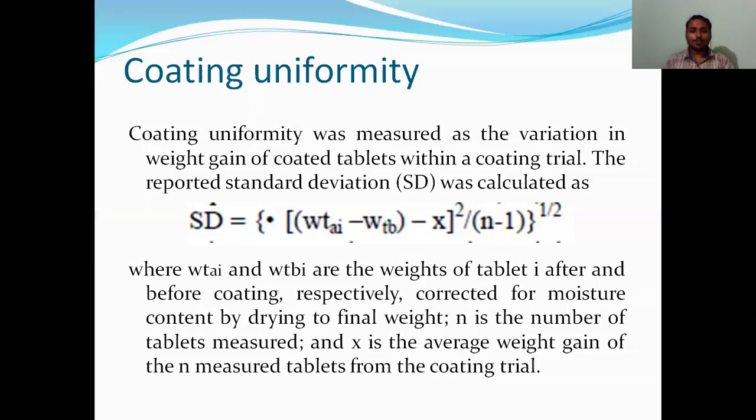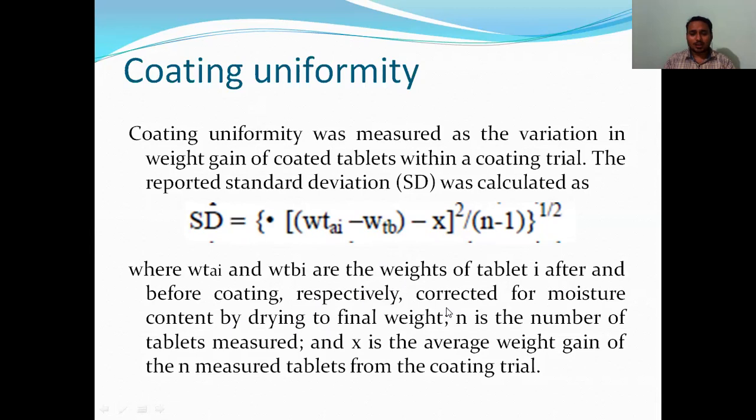Coating uniformity was measured as the variation of the weight gain of the coated tablets within a coating trial. The reported standard deviation was calculated by the given formula. According to this formula of the standard deviation, we can calculate the coating uniformity. Here WTAi and WTBi are the weights of the tablet i after and before coating respectively. So WTAi is the weight after coating and WTBi is the weight before coating.